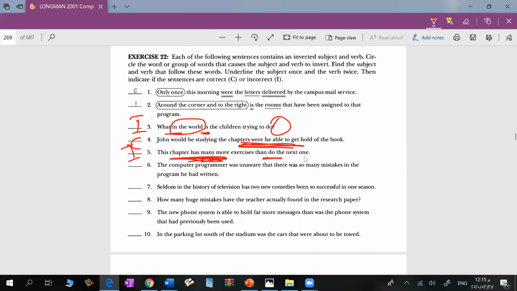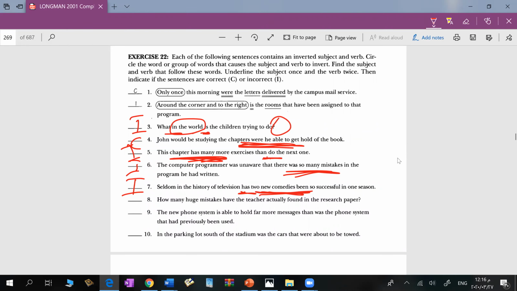Okay. The computer programmer was unaware that there was so many mistakes. What do you think? Incorrect. There were. Seldom in the history of television has the two comedies been so successful in one season. I think incorrect. Have two comedies. Two comedies have.